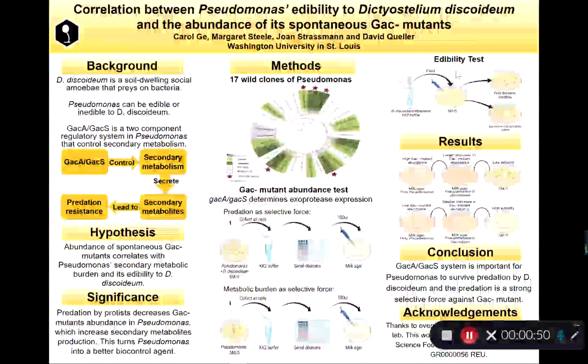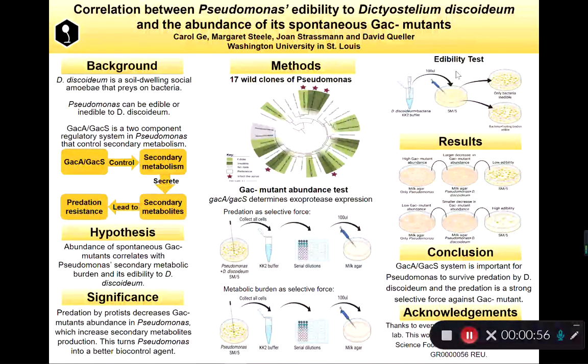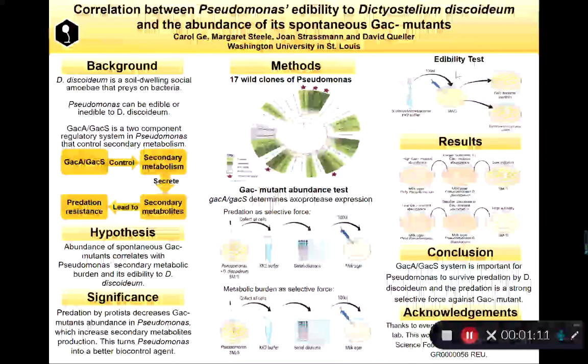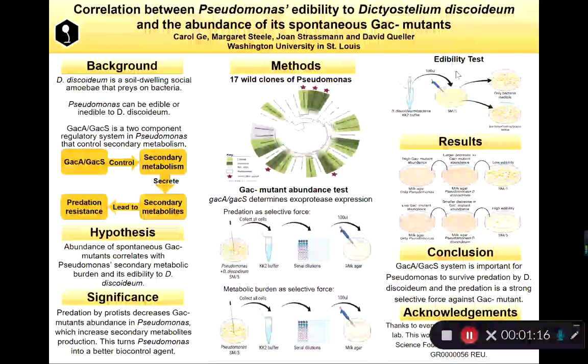Pseudomonas is a genus of bacteria where some of the species can be edible to dicty, and some of them can be inedible to dicty. The gene I'm looking at is called GacK-GacS. It is a two-component regulatory system in Pseudomonas that controls the secondary metabolism. This set of genes also exists in many other kinds of bacteria, so it's quite a common gene in bacteria.